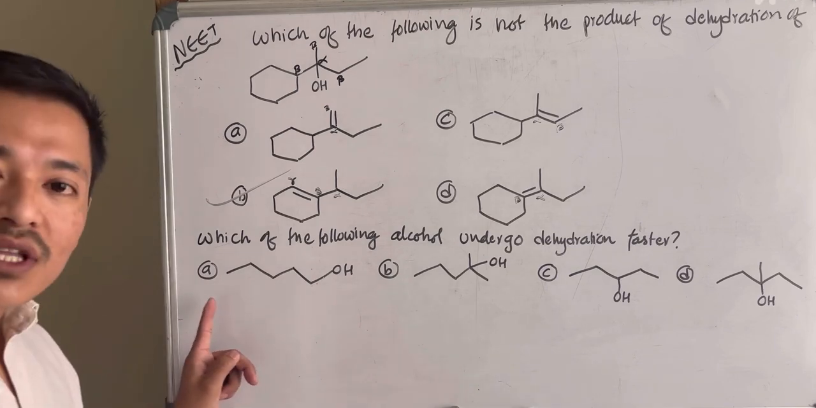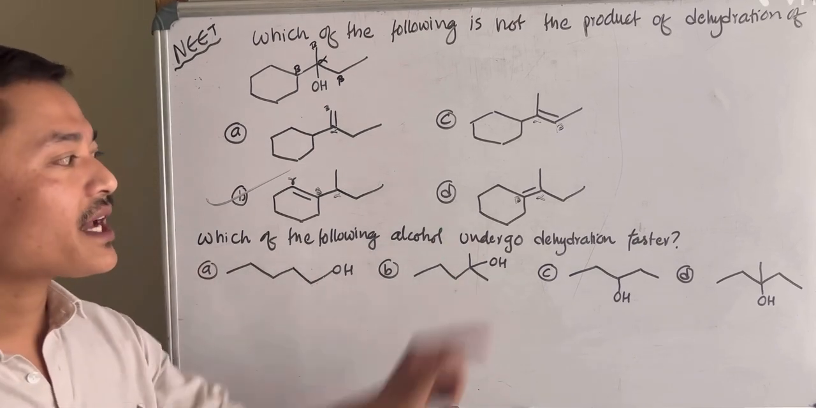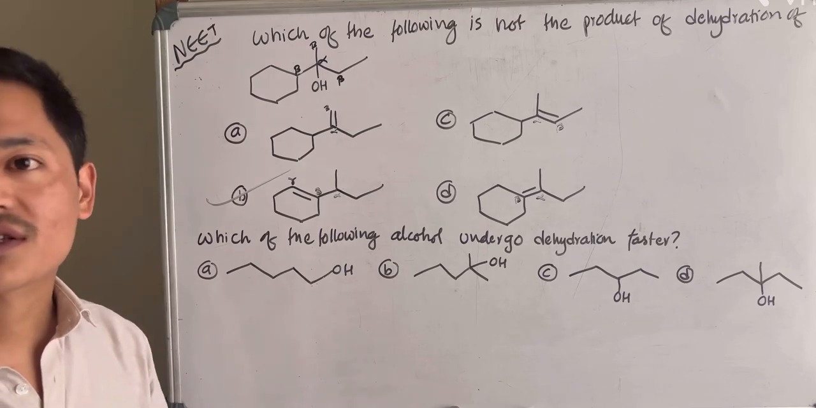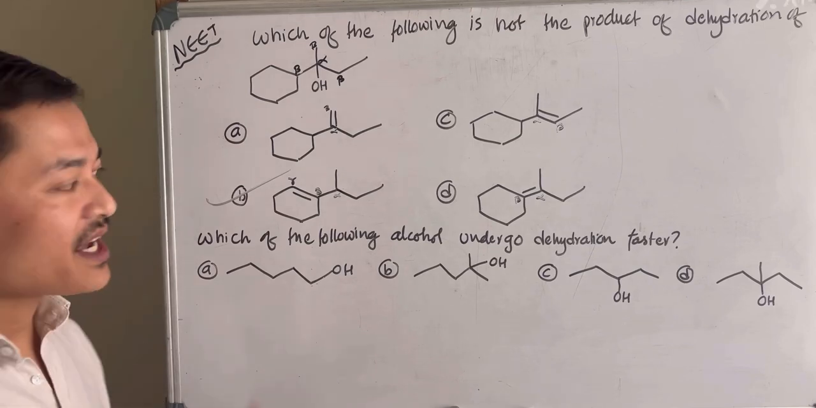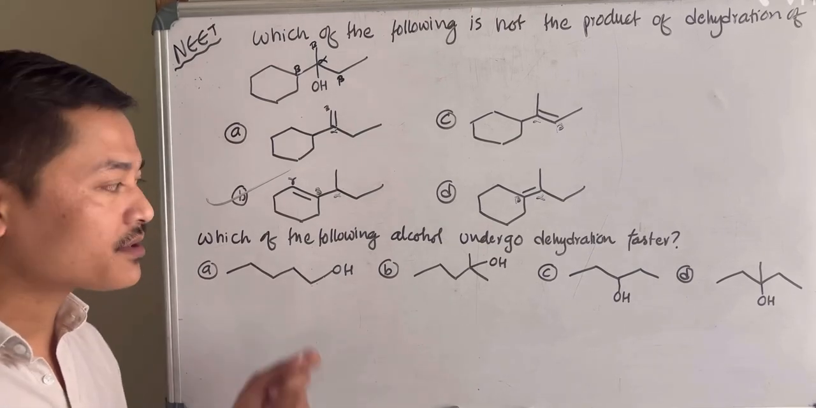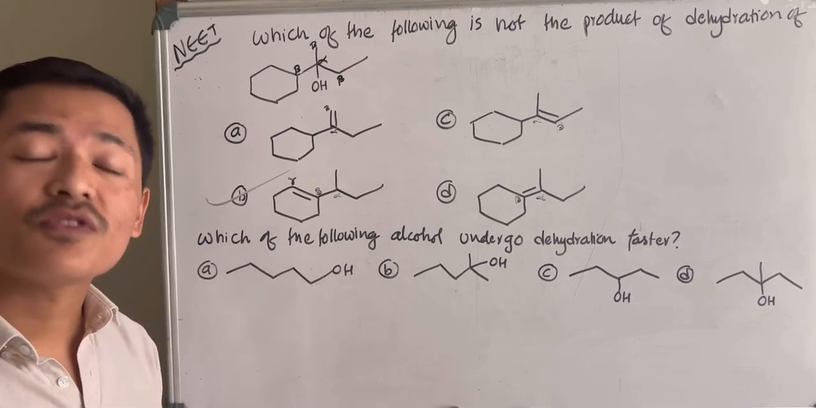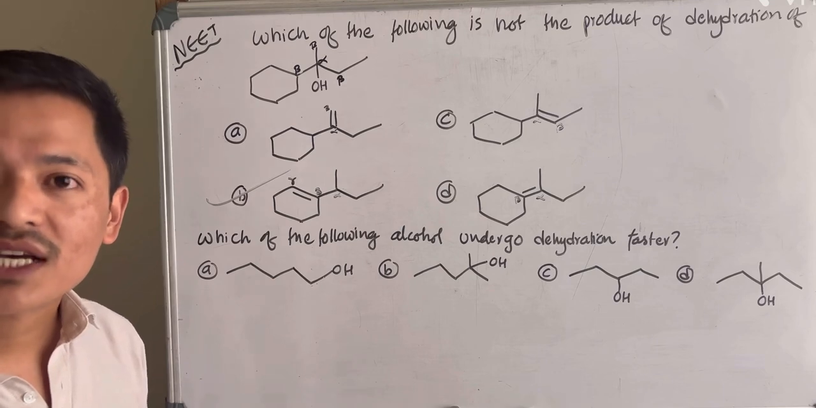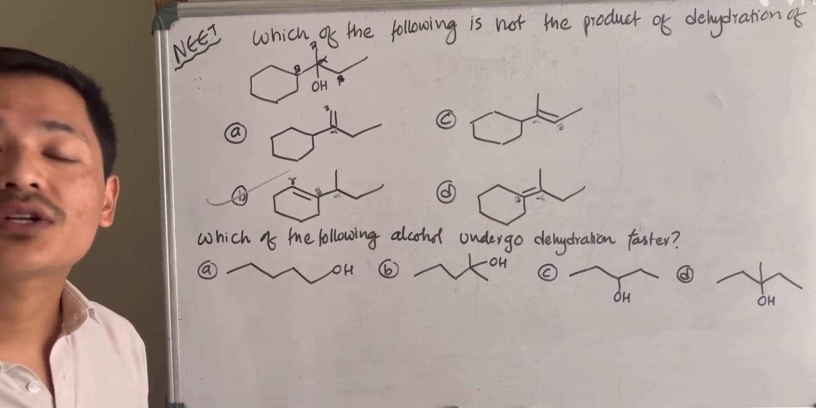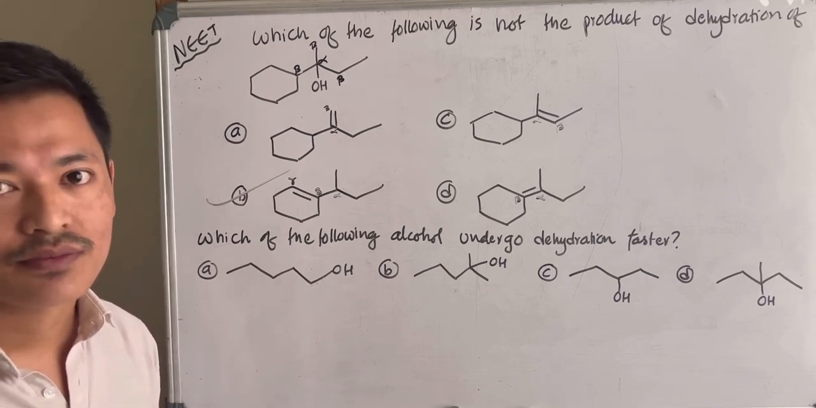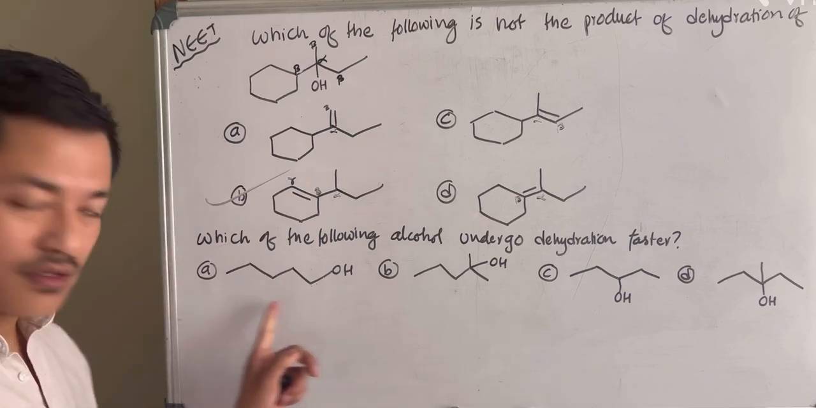Similarly, let us focus on another question. Which of the following alcohols undergoes dehydration faster? Perhaps you know about it. We have already discussed it. You know that the alcohol which will form a more stable carbocation will obviously undergo dehydration faster. Okay, so let us try it.